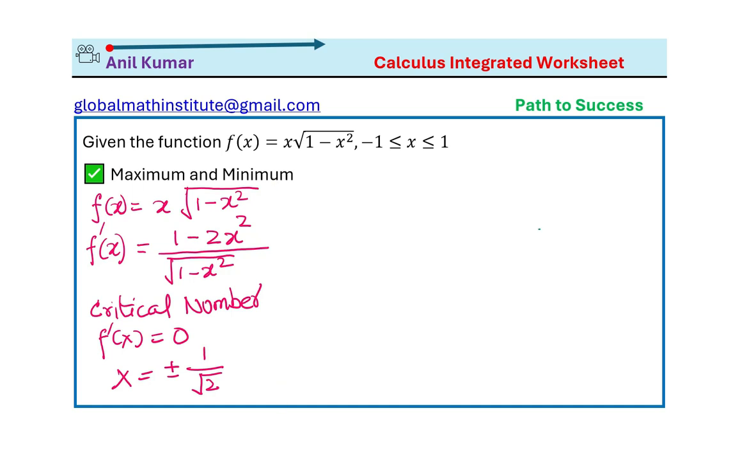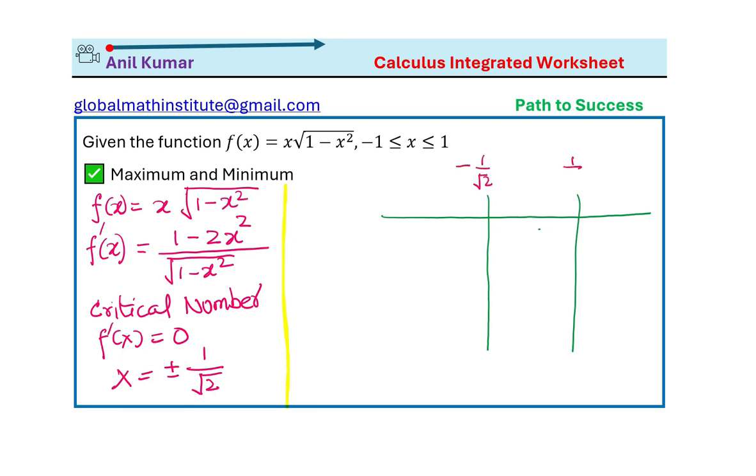Great. So we have two critical numbers. One is minus 1 over square root 2, one is plus 1 over square root 2. Let's analyze this to figure out where is our minimum, where is the maximum. So we'll make a table to analyze this. Great. So we'll put the values of 1 over square root 2 negative, 1 over square root 2 positive. And we are going to take test points. Well, the other limit is minus 1 and plus 1.